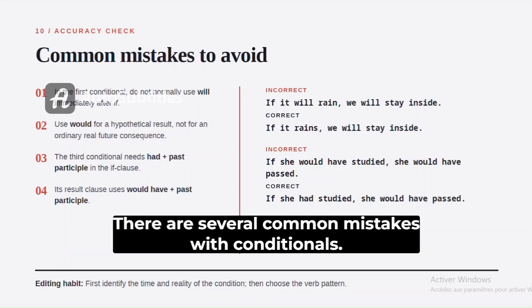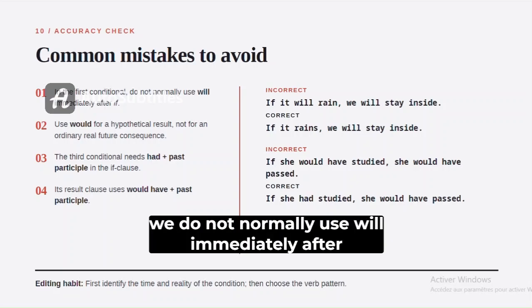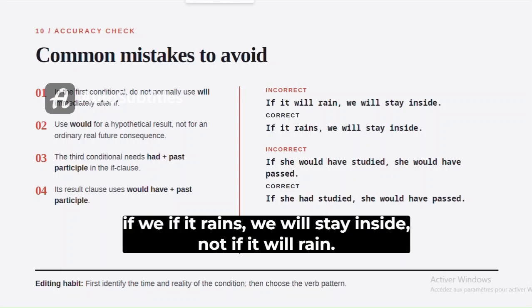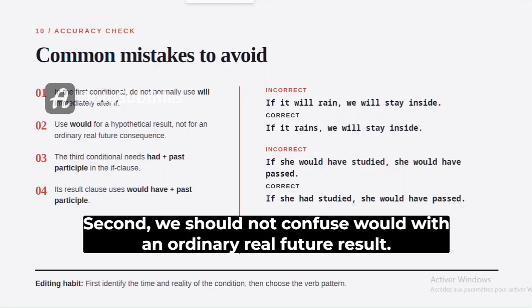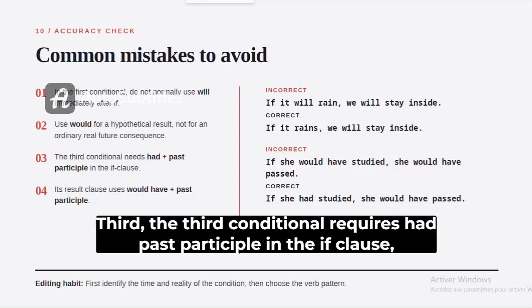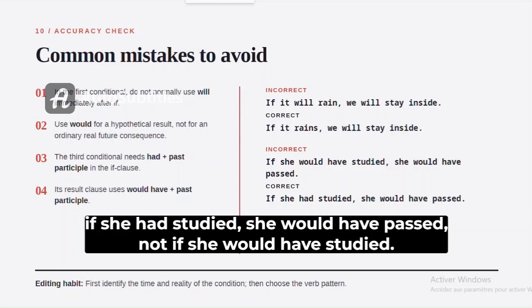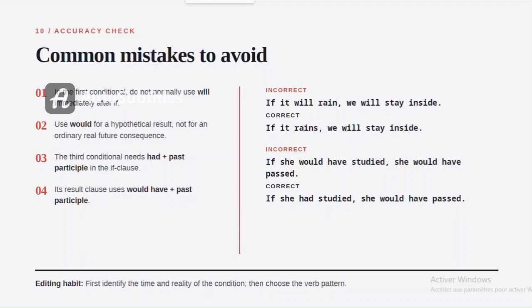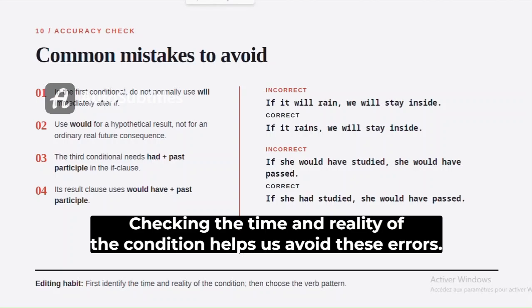There are several common mistakes with conditionals. First, in the standard first conditional, we do not normally use will immediately after if. We say, if it rains, we will stay inside, not if it will rain. Second, we should not confuse would with an ordinary real future result. Third, the third conditional requires had plus past participle in the if clause. We say, if she had studied, she would have passed, not if she would have studied. Finally, the result clause uses would have plus past participle. Checking the time and reality of the condition helps us avoid these errors.